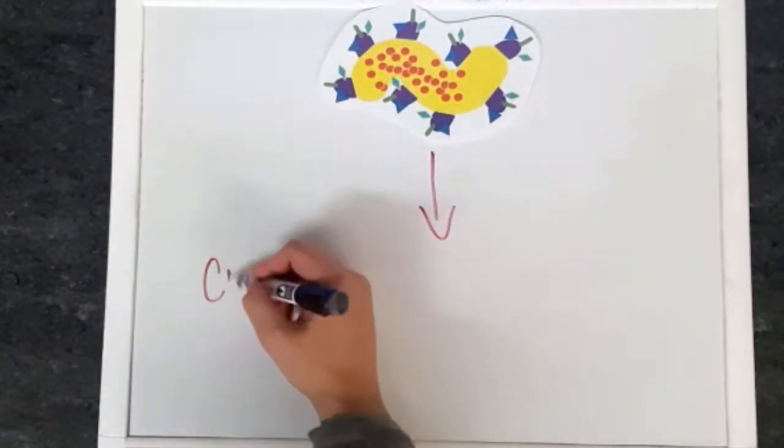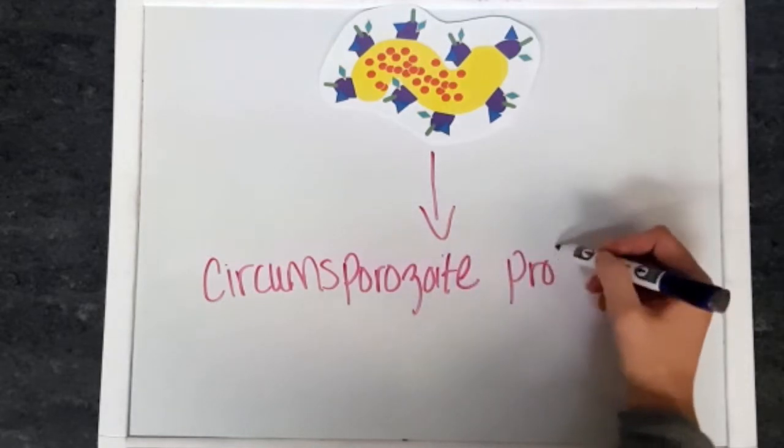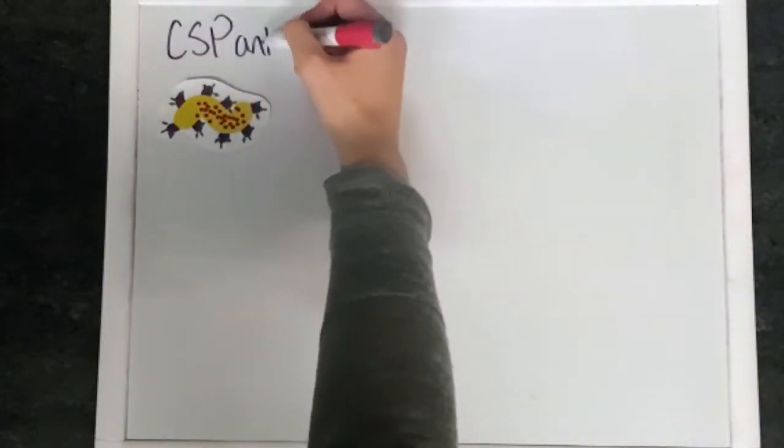The sporocyte is coated by a circumsporocyte protein, an antigen that contains unique epitopes recognized by the immune system. Our vaccine aims to arrest malaria at the pre-erythrocytic stage.